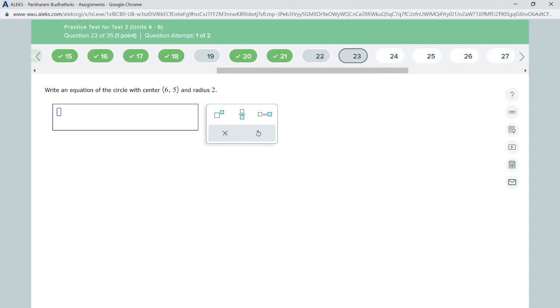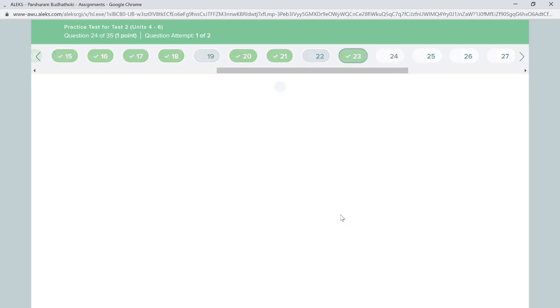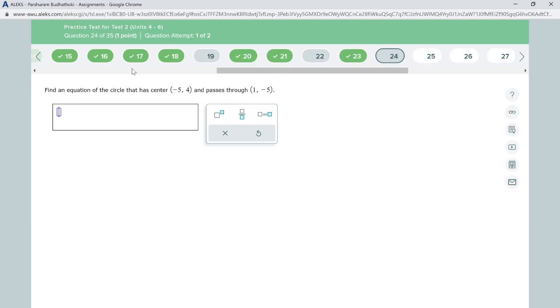Write an equation of a circle with center. Center is given and radius is given, so it's a very same idea. It's x minus h, which is 6, whole square, and then plus y minus 5, 2 square, which is 4. So if you know the center and radius of a circle, then finding the equation is very easy.